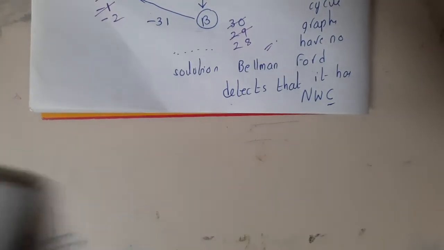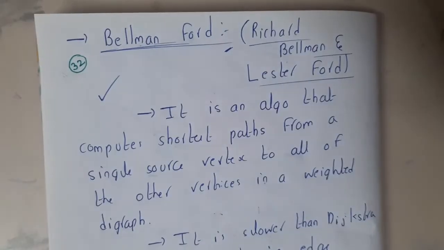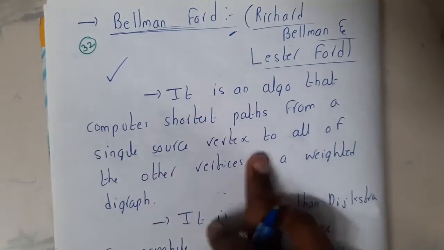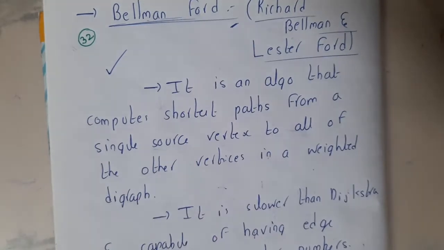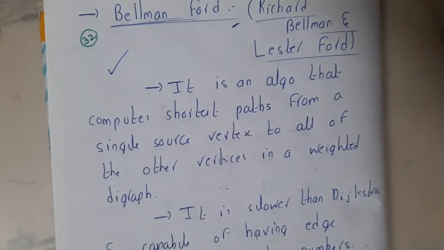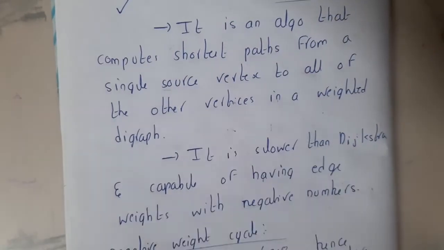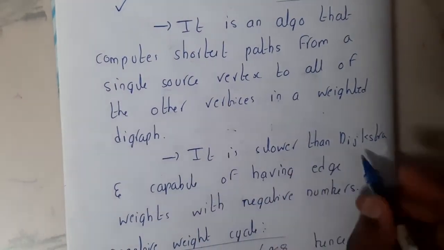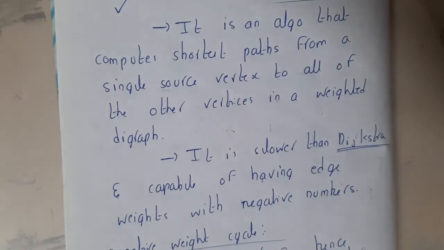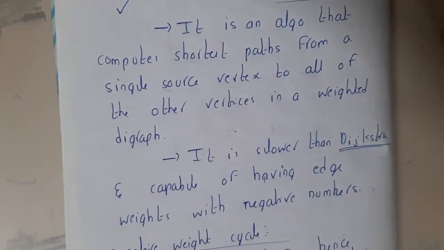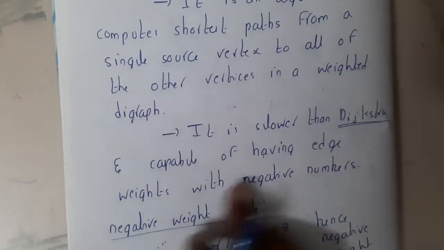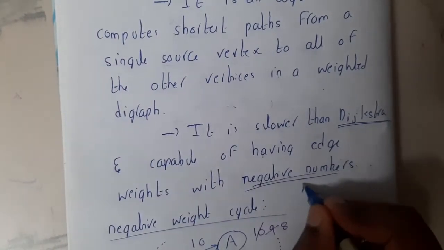Got it? Yes. Okay, now let us go to the theory. It is an algorithm that computes the shortest path from a single source vertex to all the other vertices in a weighted digraph. Digraph means directed graph. The first thing you should remember is that it is slower than Dijkstra's algorithm. If you compare the speed of both, this algorithm will be a bit slow, guys. It is, however, capable of handling edges with a negative weight. So this is an advantage, you can say.